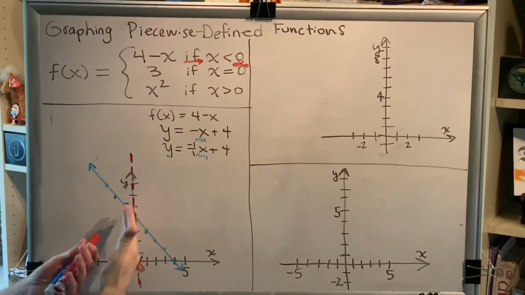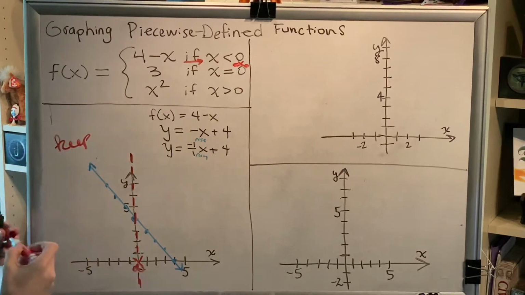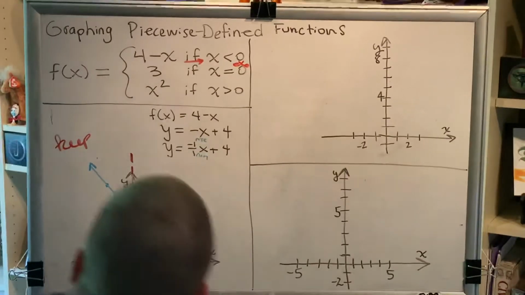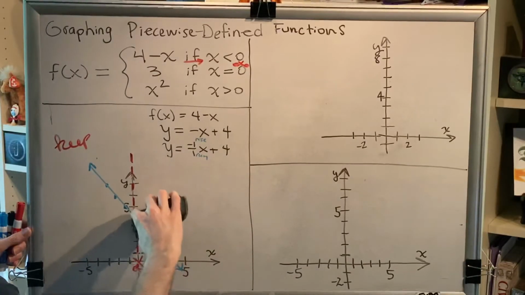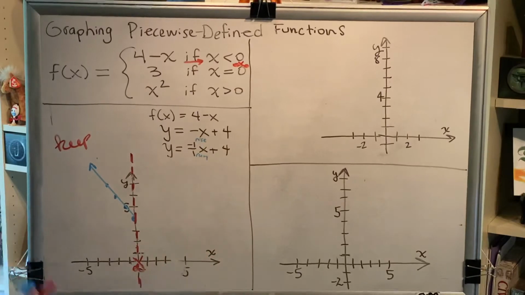That'd be to the left. So this is the part of the graph that I'm going to keep. Everything else to the right of the line is going to get discarded. It's going to get erased and thrown away. So I'm going to erase all of this. None of this will be part of my final picture.